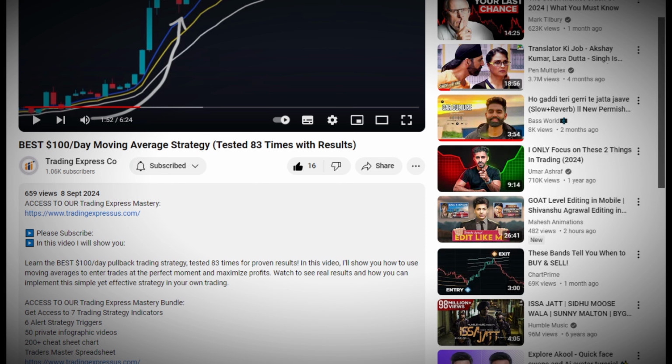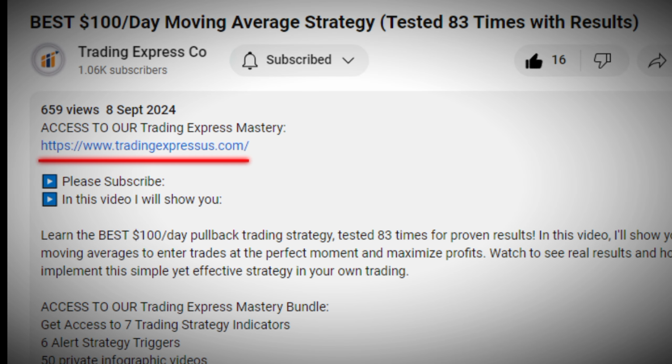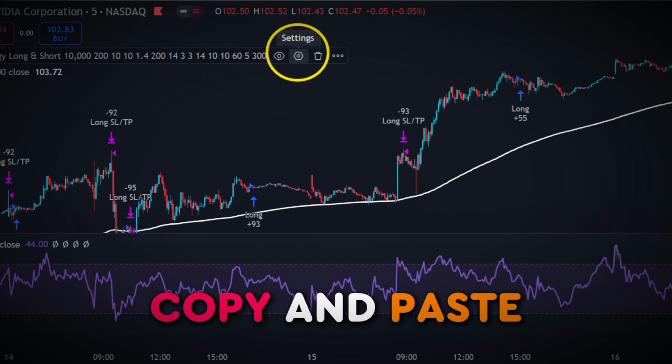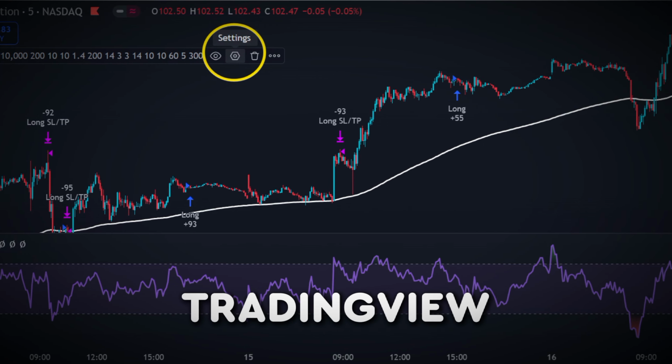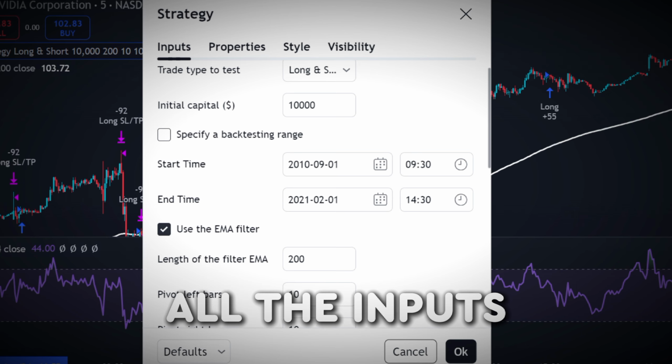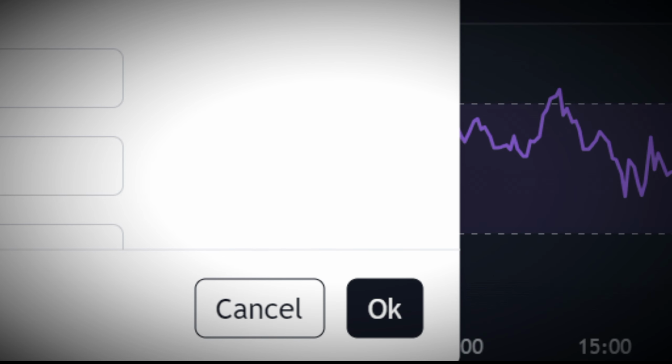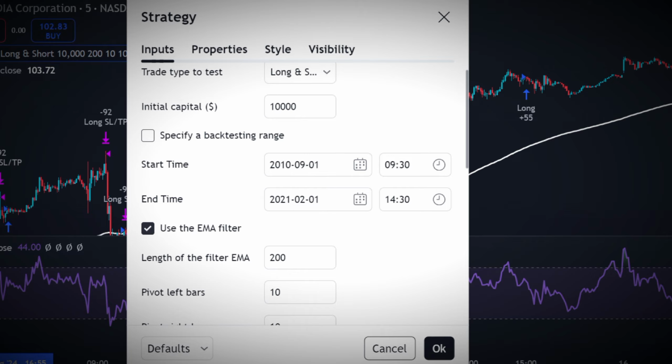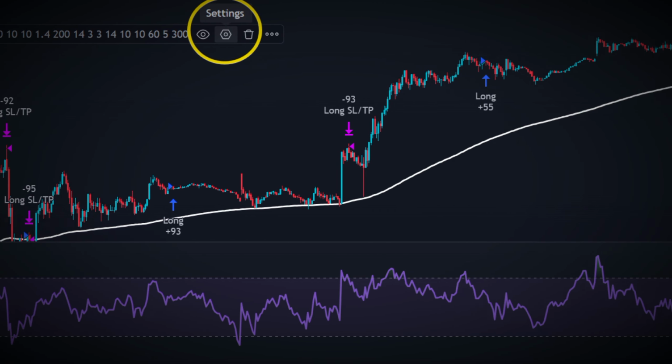First, to get access to our indicator script, click on the link in the description below. Next, copy and paste the script into the Pine script section of TradingView, and click on the settings icon to change the inputs. After putting all the inputs for the strategy, click OK, and the indicator will automatically backtest all the trades that meet the criteria we are looking for.